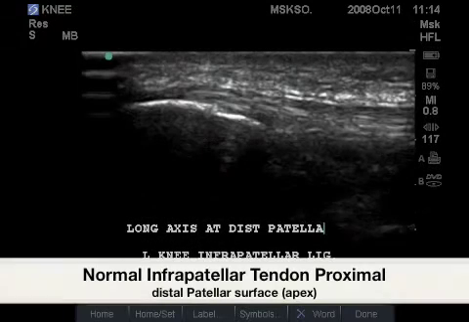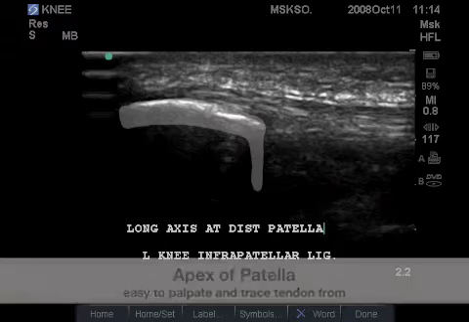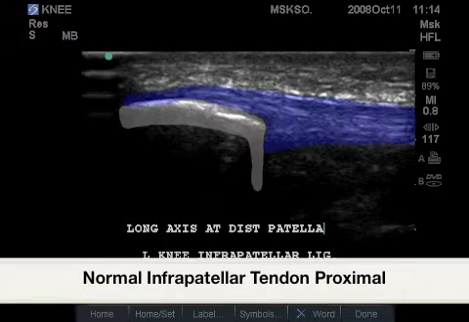The next image is the proximal infrapatellar tendon at the apex of the patella. Highlighted in white is the bony anatomy of the apex of the patella at its narrowest point. In the blue is the proximal infrapatellar tendon.